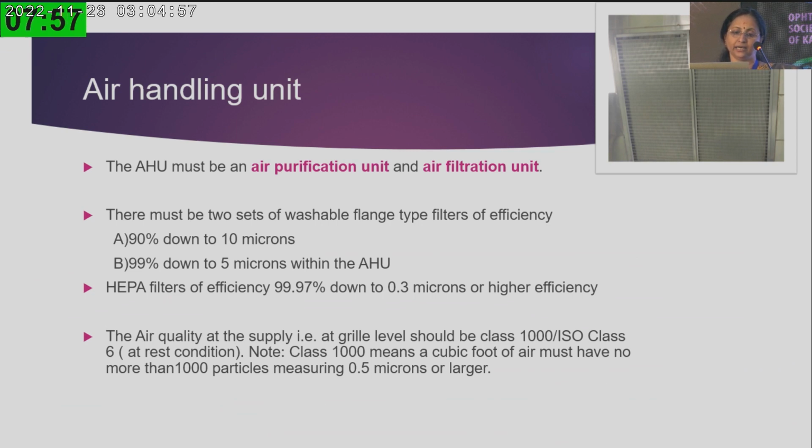The AHU, or the air handling unit, must be an air purification unit and an air filtration unit. The air is filtered first by 2 pre-filters and then by the HEPA filter, which has an efficiency of 99.97%, and the air supply at the grill level should be class 1000 per ISO. That is, class 1000 means a cubic foot of air must have no more than 1000 particles of 0.5 microns or larger.